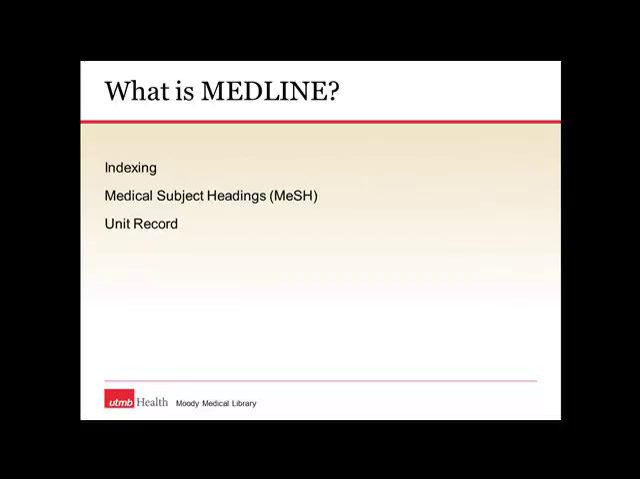Medline is created through a process called indexing. The National Library of Medicine hires subject experts to look at the journals that they're including, read the articles, and describe them in a controlled way with something called medical subject headings. The result of this indexing is something called the unit record. This record represents the article, and that is what you're searching when you're searching the Medline database.